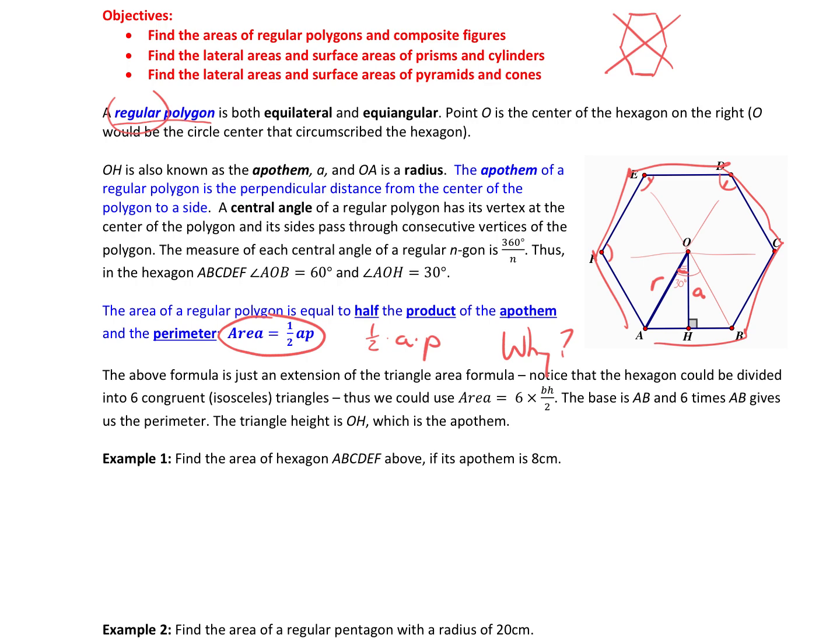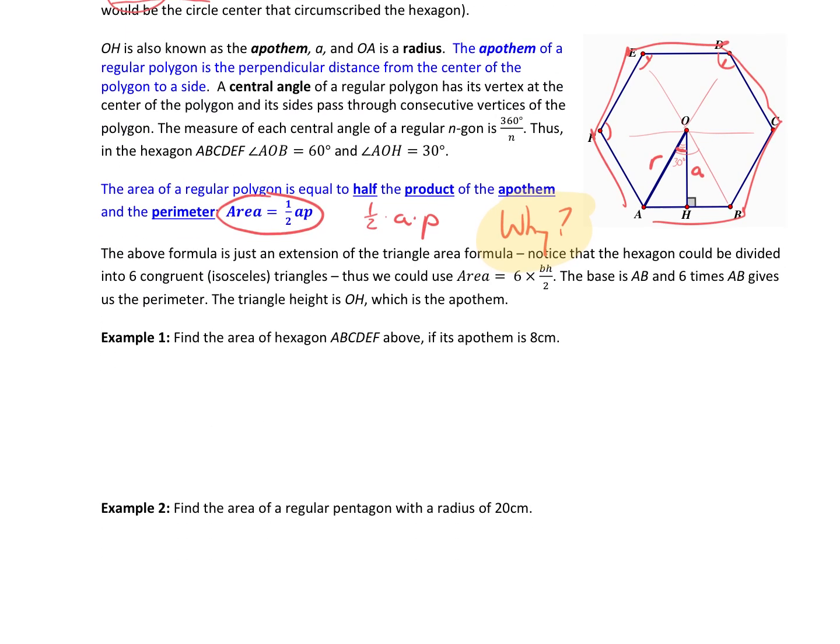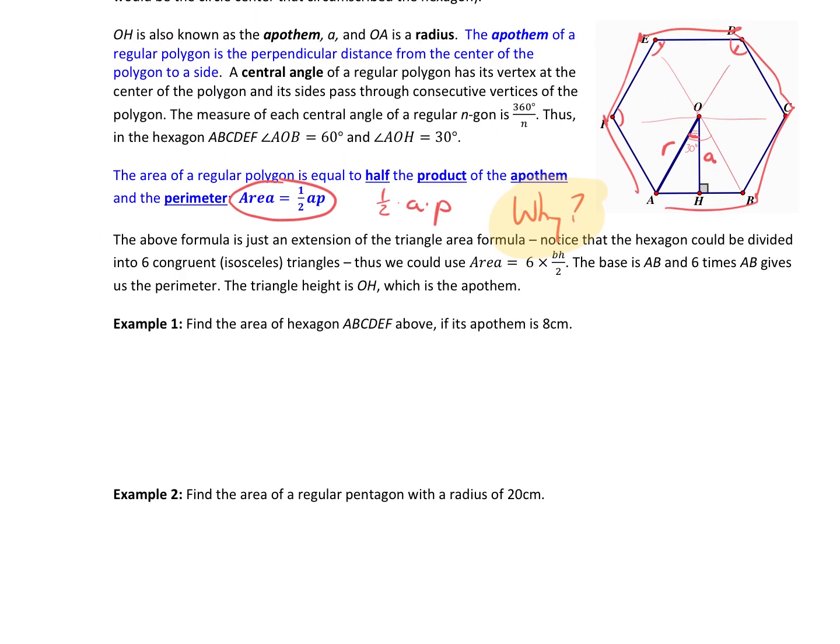It's not that hard to explain in class, and it's based on one of the whys behind why the circle is the way it is. Okay, so we're saying find the regular hexagon if the apothem is 8. So pretend that was 8. The area formula we're going to be using here is half times A times P.